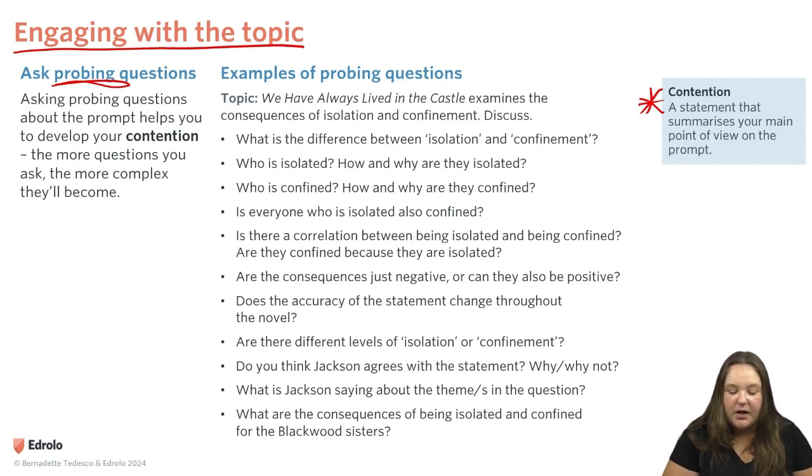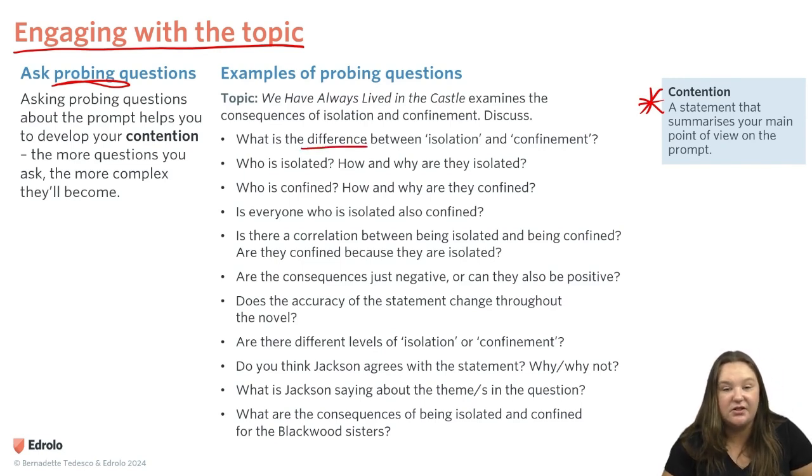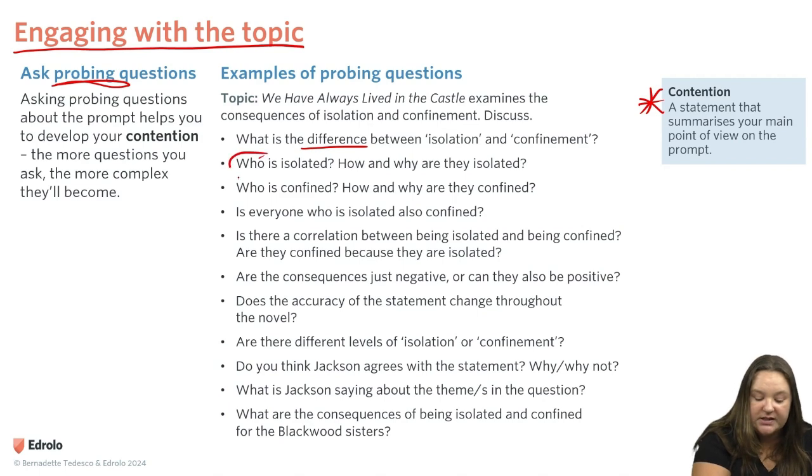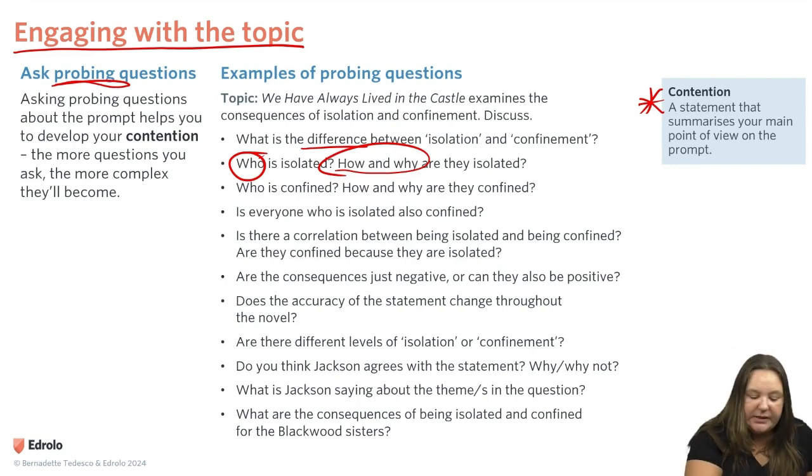For example, for the topic "We've Always Lived in the Castle examines the consequences of isolation and confinement," you might ask yourself, what is the difference between isolation and confinement? Who is isolated? And how and why are they isolated? That would force you to look beyond just the Blackwoods or the sisters, but also to think about the town itself. Who is confined?